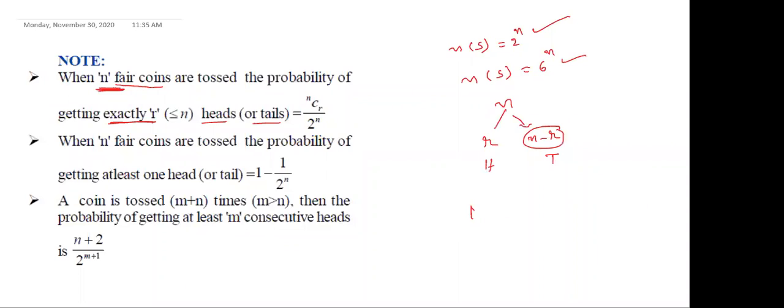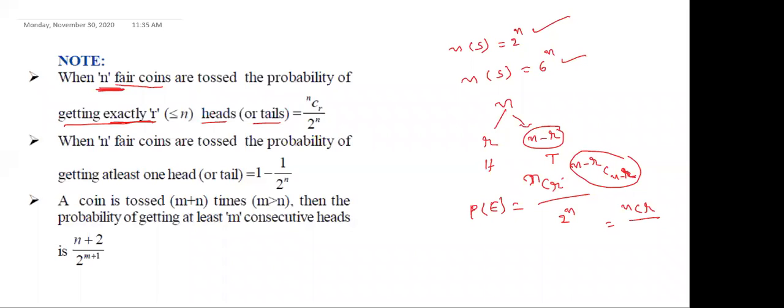N coins. Now the required probability P of E is equal to n of E by n of S. What is n of S? 2 power n. n of E: E is the event of getting exactly r heads, so out of n coins we get r heads. Then what about n minus r coins? N minus r tails only. These values should be 1. So finally the answer is nCr by 2 power n. This is the shortcut formula. Next, second one.